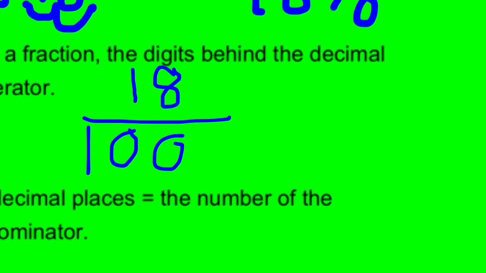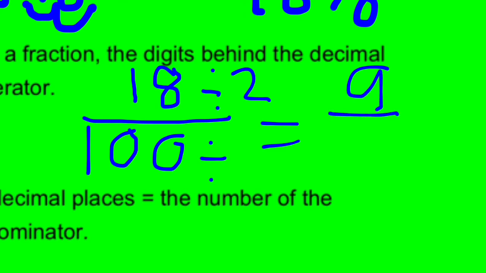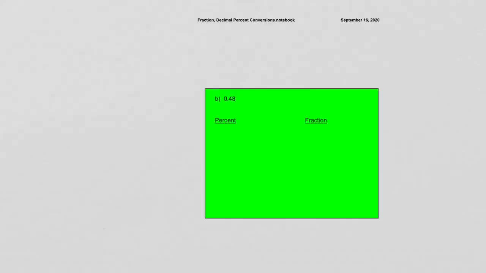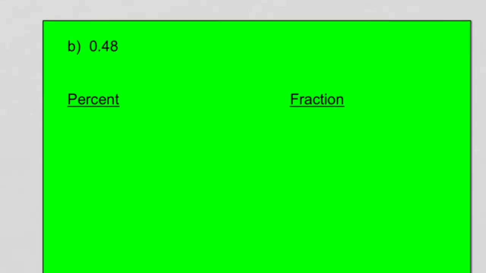The greatest common factor of 18 and 100 is 2. So I'm going to divide by 2, which means chop in half. And this fraction in lowest terms will be 9 over 50. And that's how we convert a decimal to a fraction. More of a grade 7 kind of example. Let's look at another grade 7 kind of example.